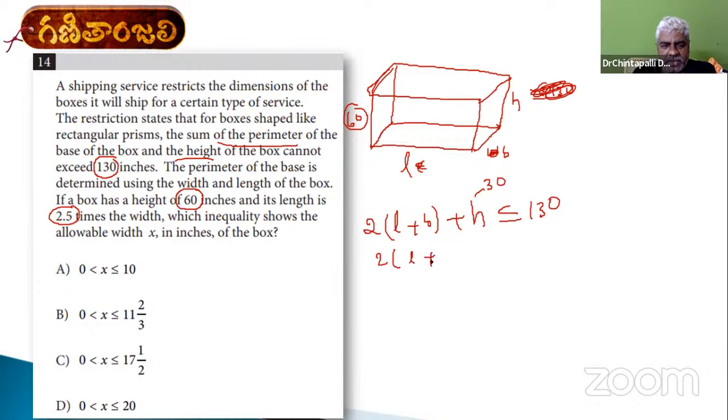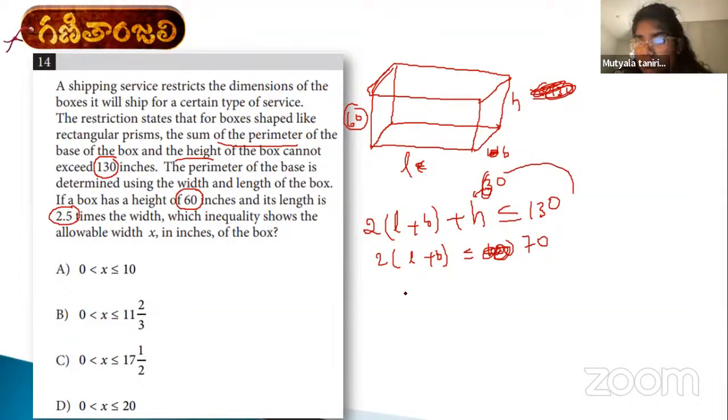So 2 into L plus B is less than or equal to 100, since 30 becomes minus 30. So it must be 70. That means L plus B is less than or equal to 35.